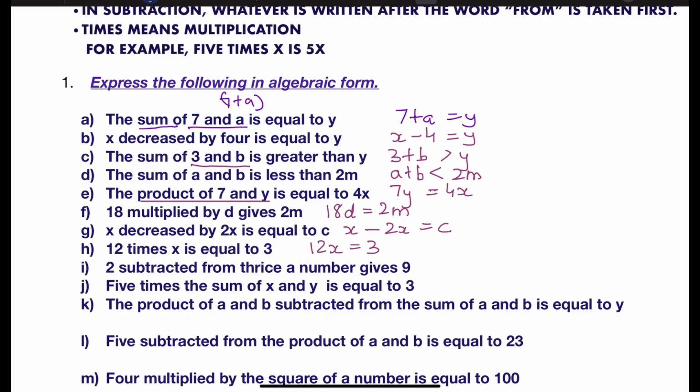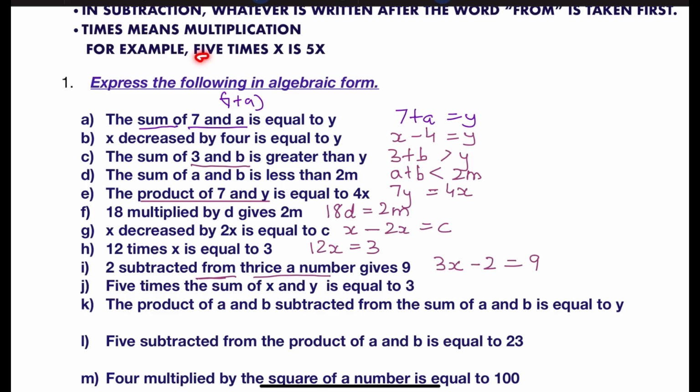2 subtracted from thrice a number gives 9. A little tricky. In subtraction, you have to remember that after the word from, whatever is there is taken first. Thrice a number, so 3x. 2 subtracted from thrice a number gives 9. You know this thrice a number and twice a number, right? Look here.